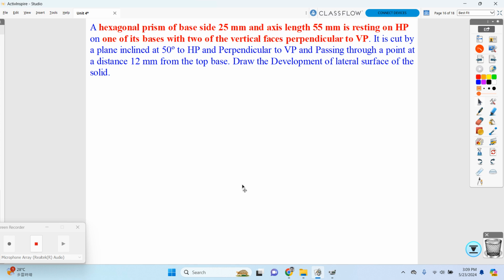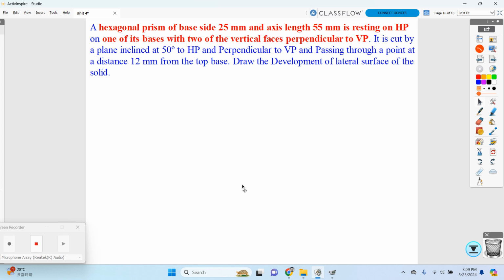inclined at 50 degrees to VP, that is, 50 degrees to HP and perpendicular to VP, and passing through a point at a distance 12 mm from the top base. They ask you to draw the development of the lateral surface of the solid.